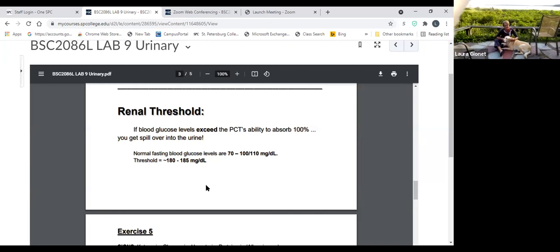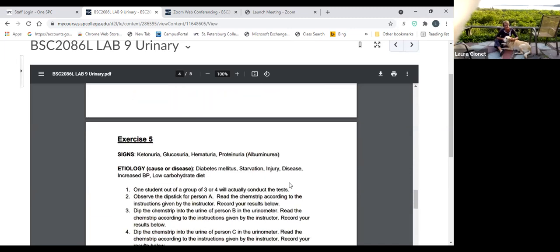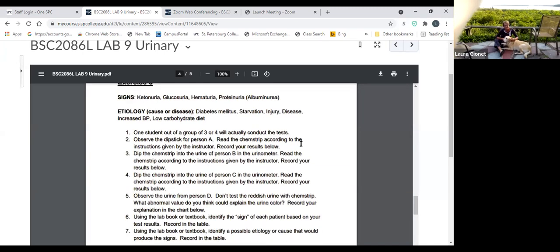The normal fasting blood glucose levels are 70 to about 100 to 110 milligrams per deciliter. Most nursing books are going to use 70 to 100, but some may actually include about 110. But I would say safely 70 to 100, to be consistent with most nursing textbooks anyway. Okay, so then we're going to move on to the urinalysis portion. In the lab, you would actually do this, but I just want you to know theoretically, what would you find?